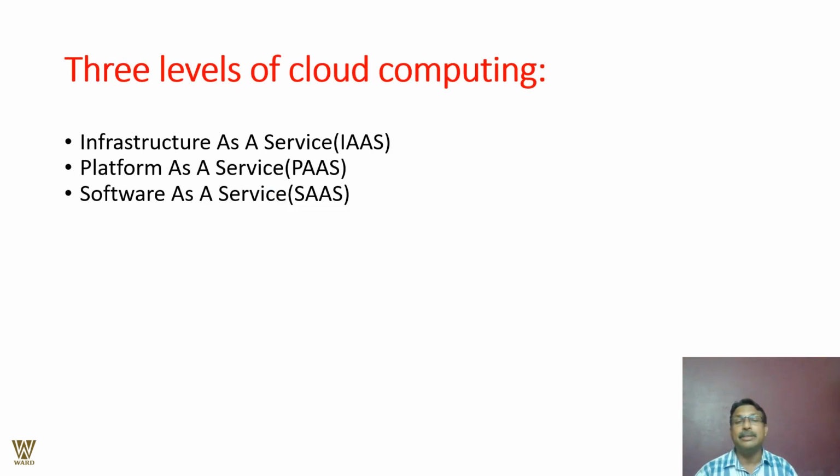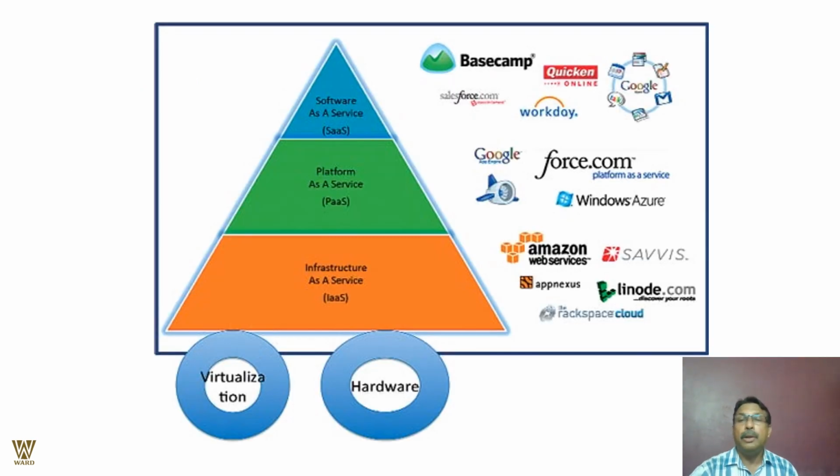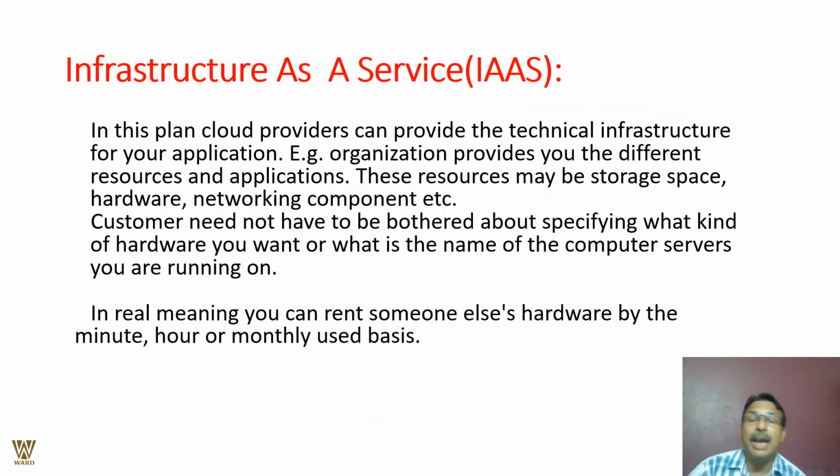So there are three varieties: IaaS, PaaS, and SaaS. What do they stand for? Infrastructure as a service, platform as a service, and software as a service. Three levels of cloud computing. Many businesses are working with Amazon Web Services, Azure, the Google platform, Workday, Quicken, Basecamp, Salesforce.com. What are we looking into? It's virtualization and the hardware. We're talking about software as a service, platform as a service, and infrastructure as a service, renting it out and paying as we are utilizing it.